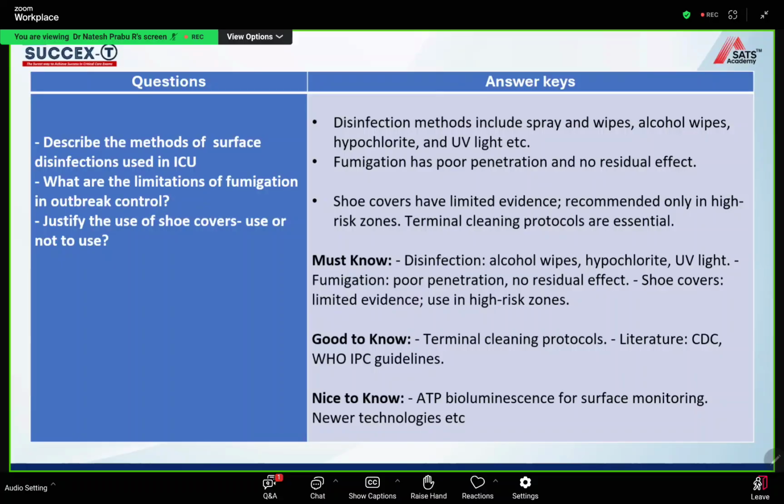We have discussed the disinfection methods, including sprays and wipes, alcohol wipes, hypochlorite, and UV light. We have understood that fumigation has poor penetration and no residual effect, so it is largely not recommended. Shoe covers have limited evidence and are recommended only in high-risk zones. And terminal cleaning protocols, as I've already mentioned, are very much essential. So this is about the third topic. Coming on to the next topic.